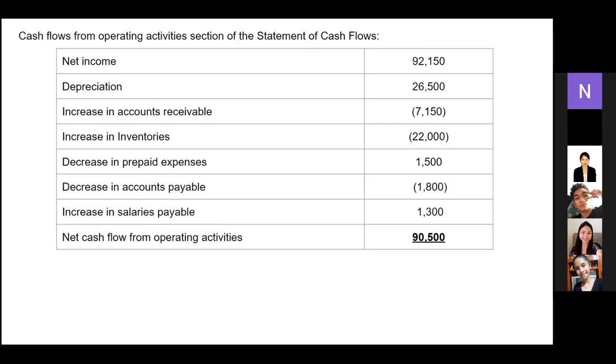Sige, salamat. So, ayun nga, net income, 92,000. Tapos i-add natin depreciation. Tapos, yung increase sa current assets is i-deduct natin siya. And yung decrease sa current assets, i-add natin siya. And itong dalawa na current liab, na direct relationship, since nagkaroon ng decrease sa accounts payable, i-deduct din natin siya. And nagkaroon sa salaries payable, so i-add natin siya. So, yan, i-compute natin to lahat. Makukuha natin yung net cash flows from operating activities na 90,500.